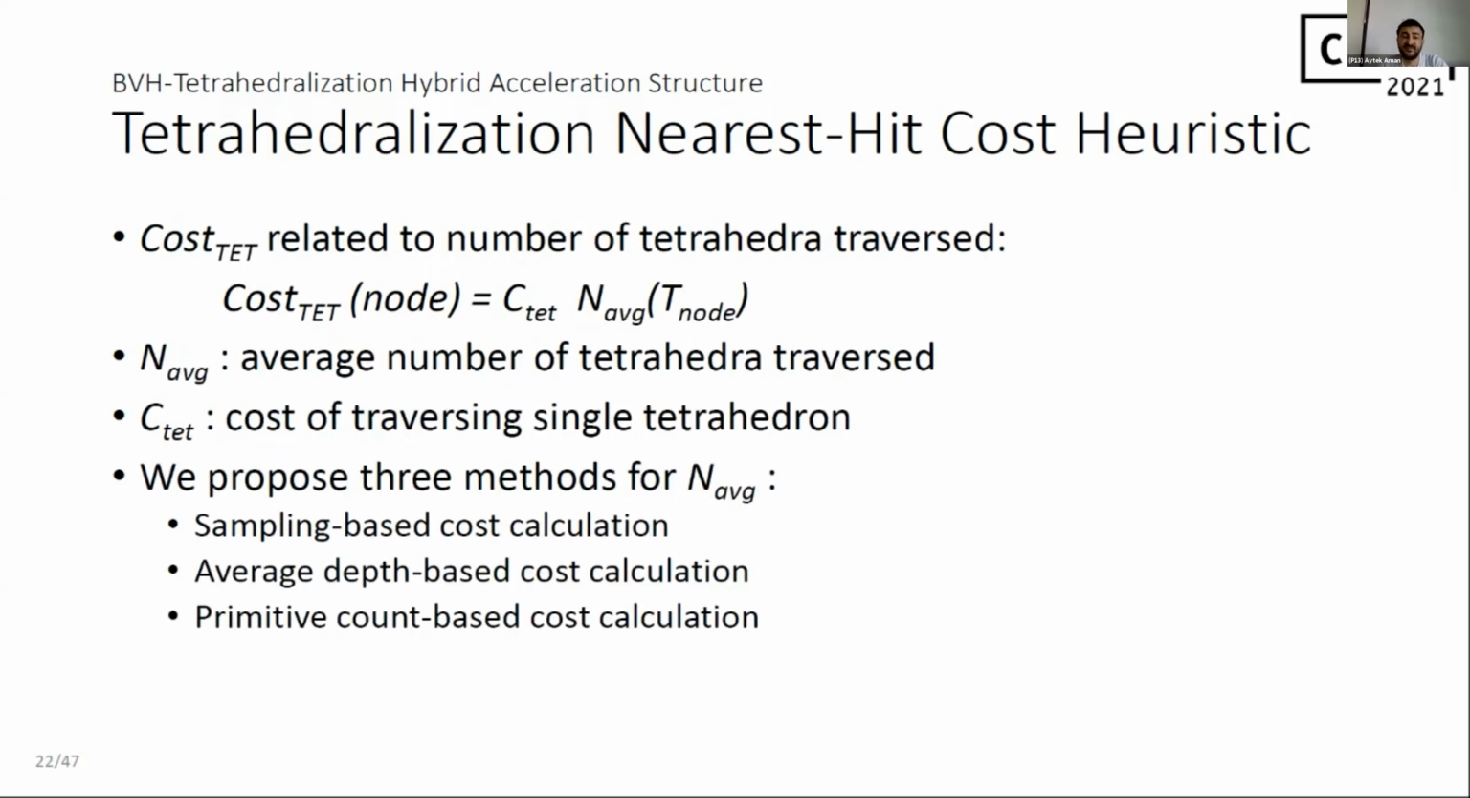So the cost of a tetrahedralization is related to the number of tetrahedra traversed. It's actually a very simple formula. We multiply the average number of tetrahedra traversed with the cost of traversing a single tetrahedron, and we get an approximate cost by multiplying these numbers. And in order to approximate that value, we have three different methods. First, the sampling-based calculation, and then average step-based cost calculation, and then primitive count-based cost calculation.